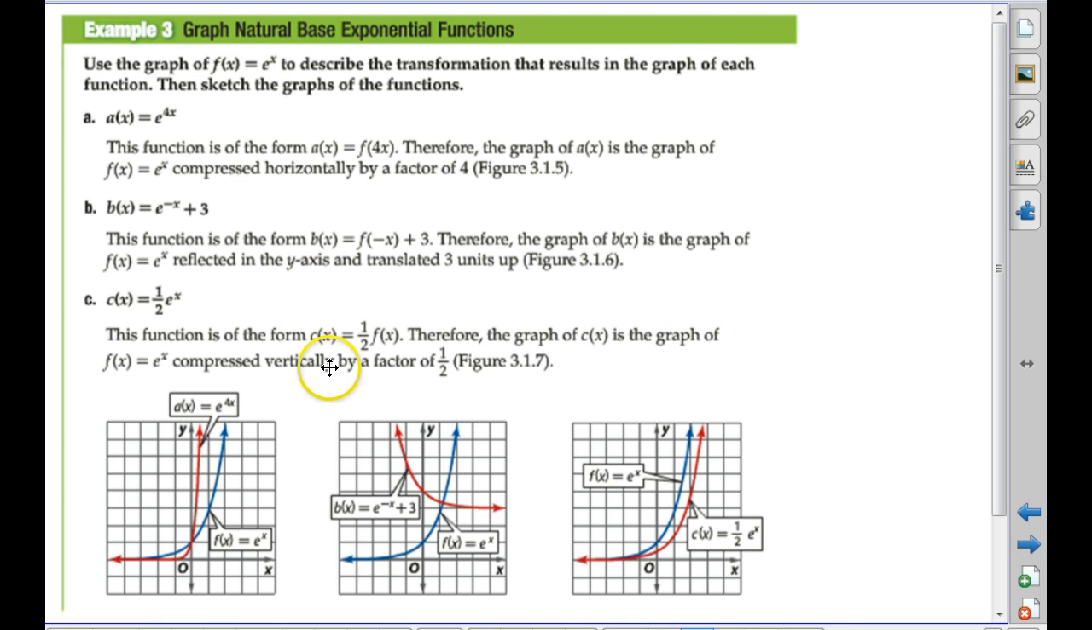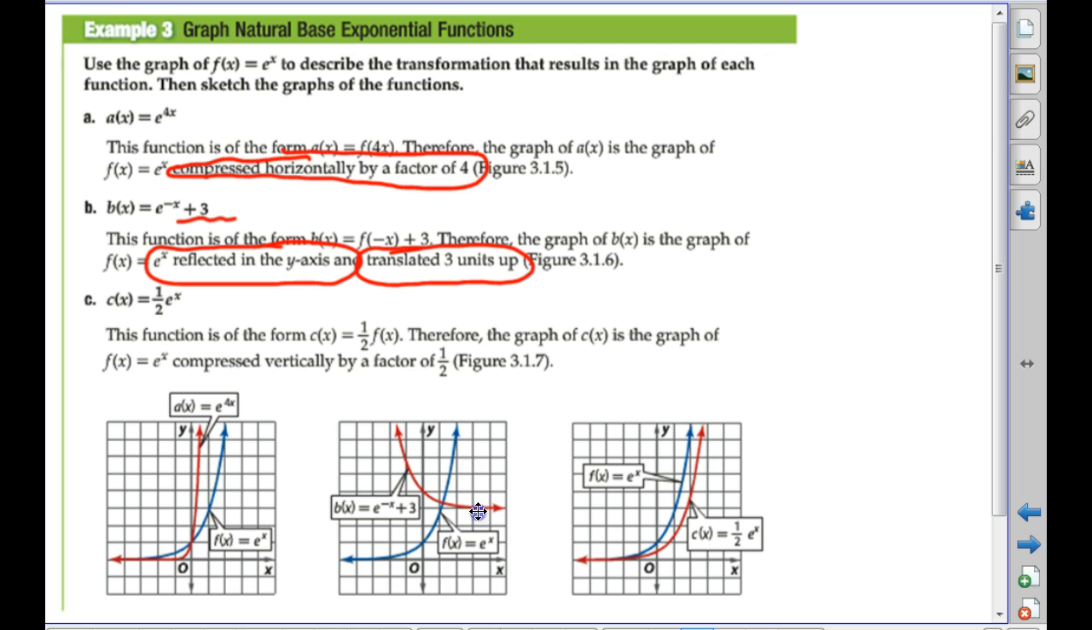All right, let's talk about these really fast. What would a 4 do on the x? Almost. Remember, anything on the x does the opposite. So it's a horizontal shrink or compression. All right, what about a negative on the x and then a plus 3 at the end? The plus 3 on the end would do up 3, and the negative on the x reflects across the y-axis.